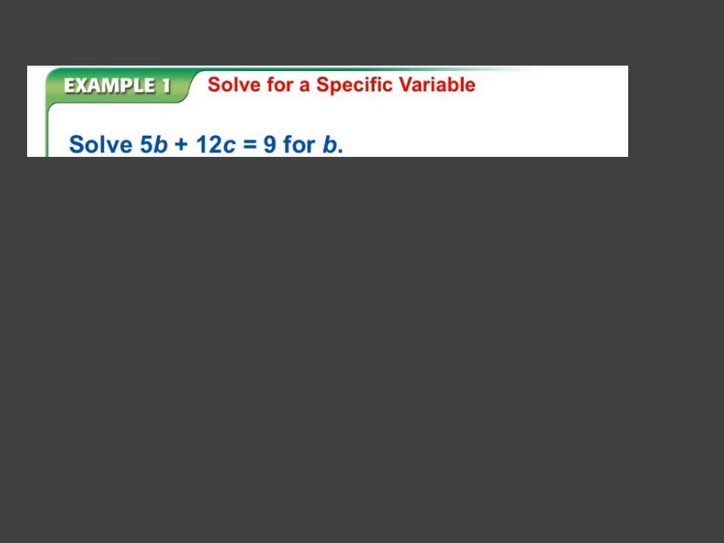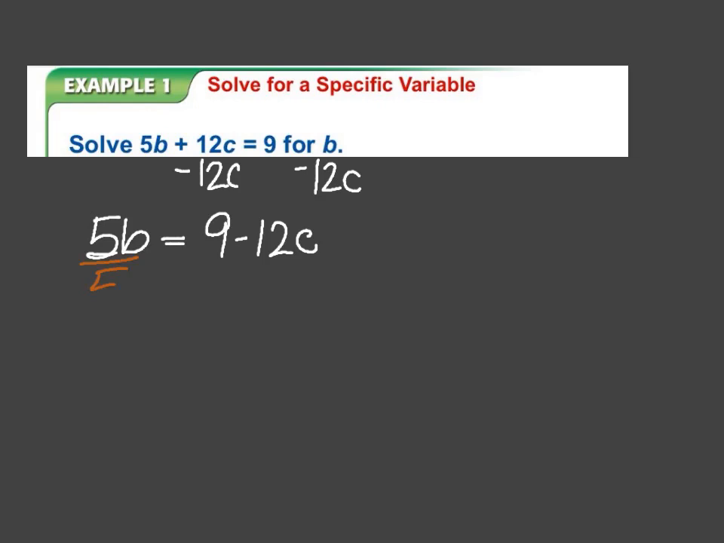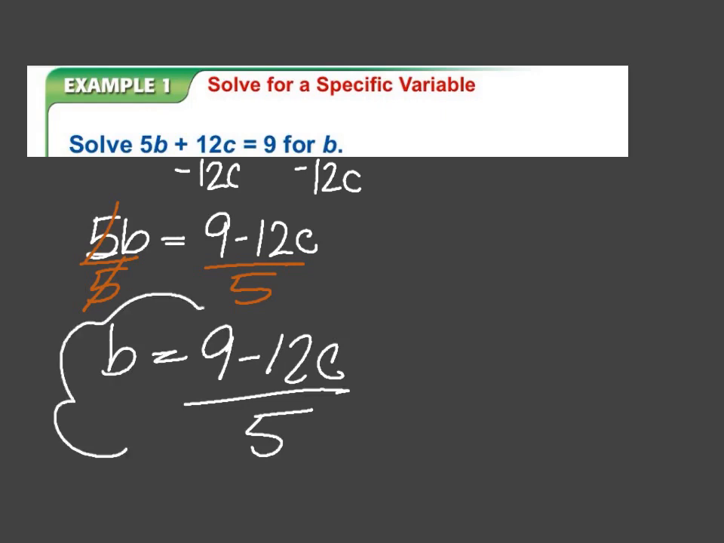So the first thing that you need to do is get rid of the 12c. So you have a plus 12c, so to get rid of it, we're going to subtract it on both sides. So that's going to give you 5b equals 9 minus 12c. And then the last thing you need to do is get the 5 away from the b. In order to do that, you need to divide by 5 on both sides. That's going to get rid of it over here. And then what you're left with is b equals 9 minus 12c divided by 5. And there's nothing else to do, so that's your answer. Okay, so notice not really any math to do, you're just moving stuff around.